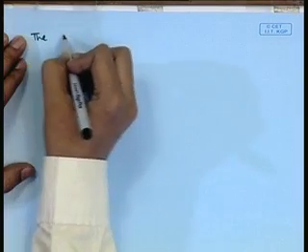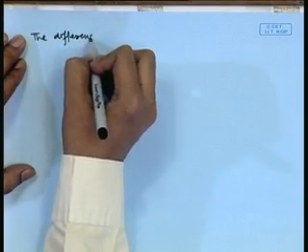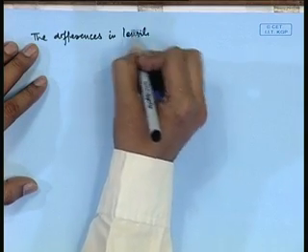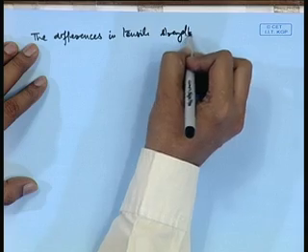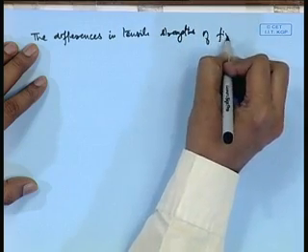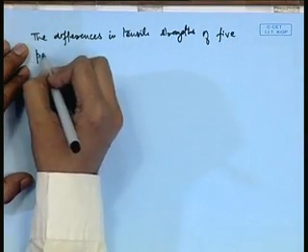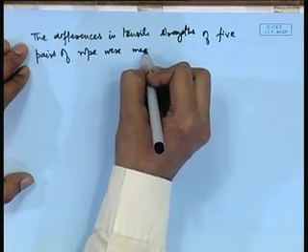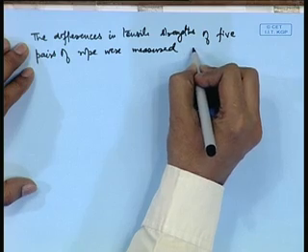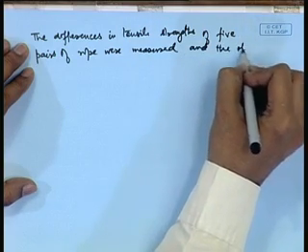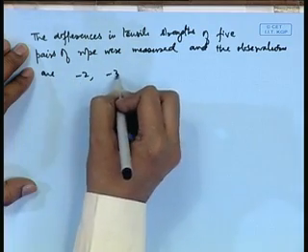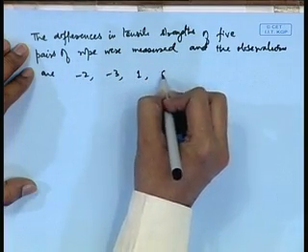Let me take one more example here. The differences in tensile strengths of 5 pairs of rope were measured, and the observations are -2, -3, 1, 0 and 1.